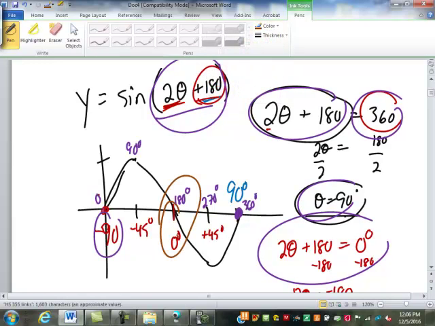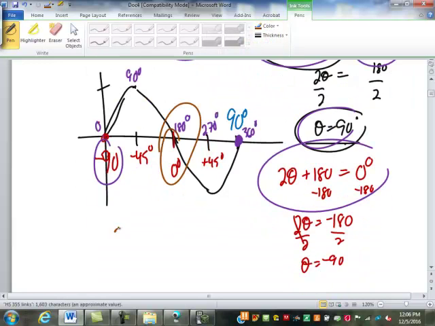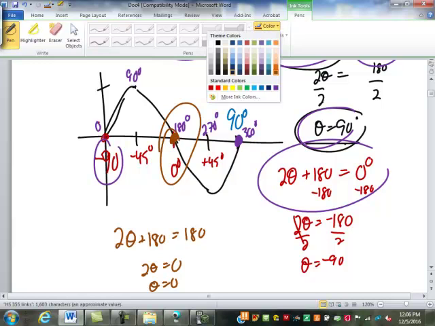So this ended up at 0 degrees here. I could do 2 theta plus 180 equals 180. Well, after I subtract 180, I get 2 theta equals 0. Dividing by 2, theta equals 0. So after the shift, what would normally be 180 ends up at 0 degrees. Does that make sense?